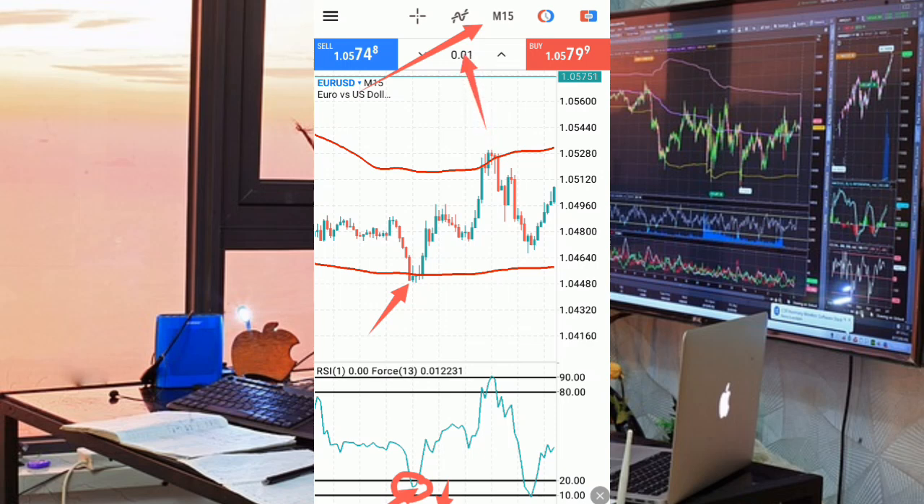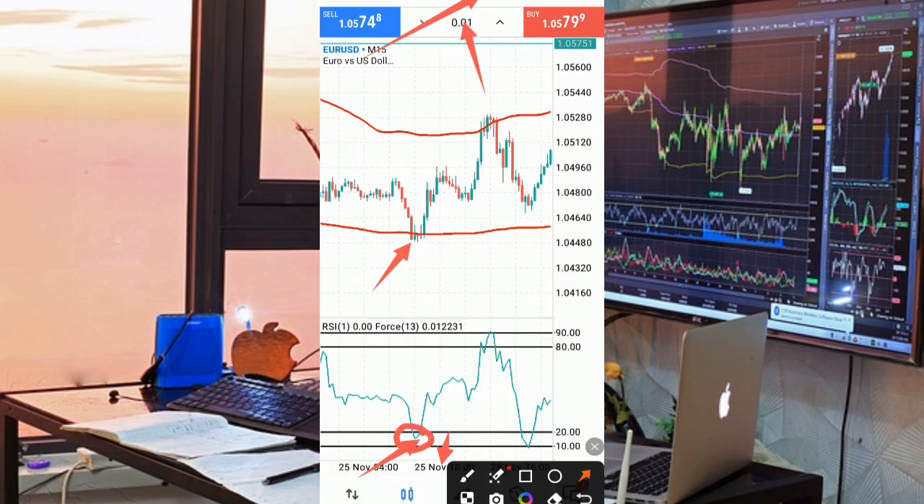Increase your lot size. Remember, the higher the risk, the greater the reward. So don't risk with money that you cannot afford to lose.